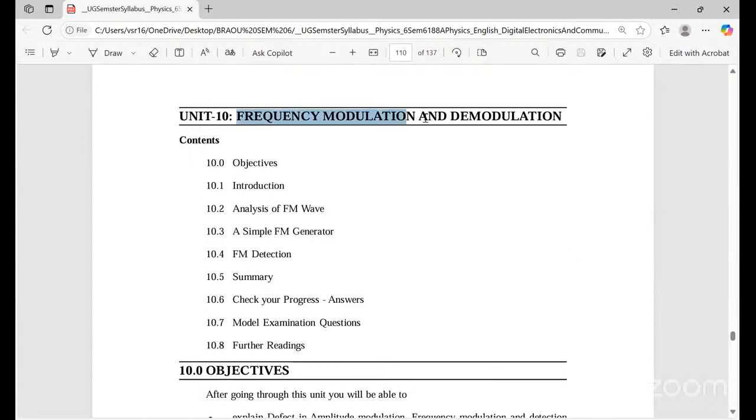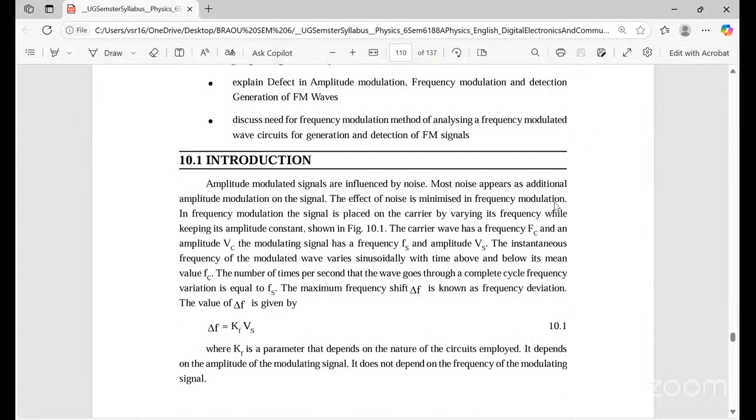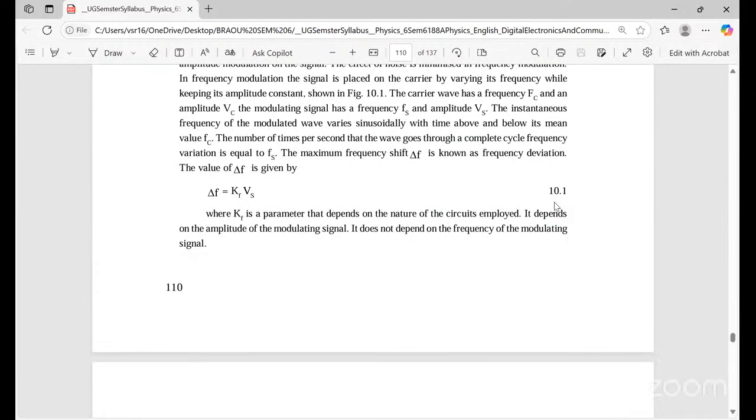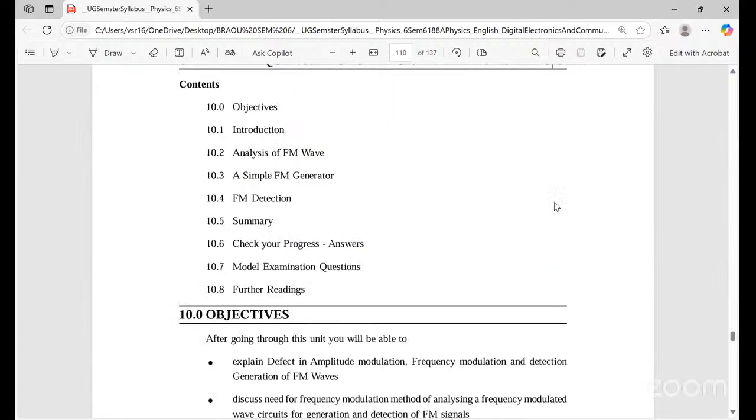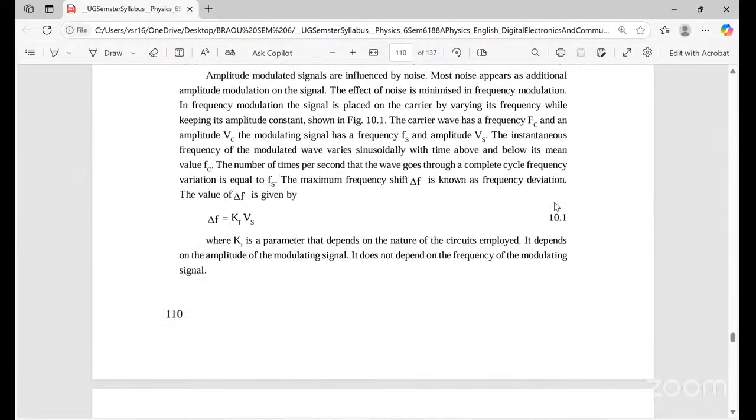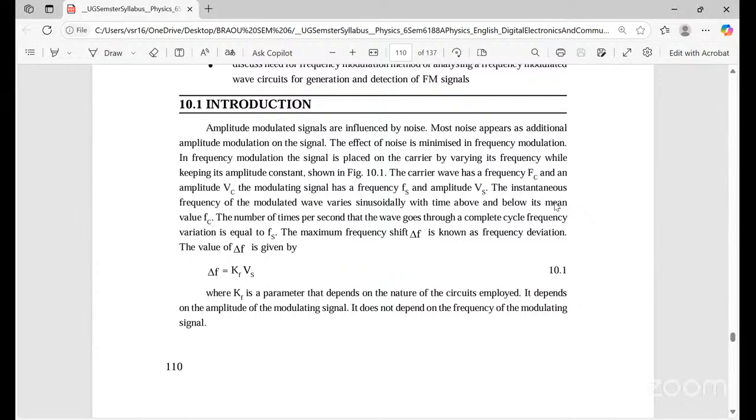Next is frequency modulation and demodulation. Here, let me give you the introduction to frequency modulation, FM. Amplitude modulated signals are influenced by noise. The noise appears as additional amplitude modulation of the signal. So the effect of the noise is minimized in FM, frequency modulation.